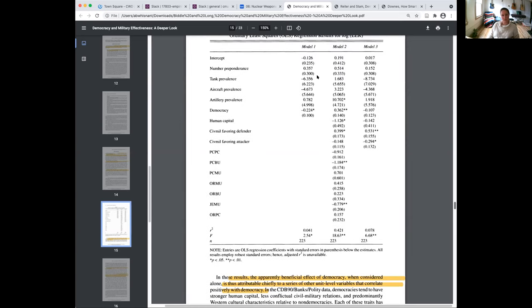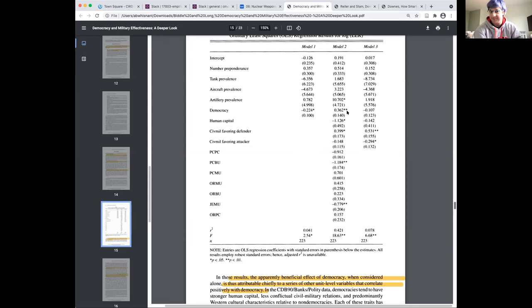So for this first model, democracy, the regime type, is a better outcome than other, like better than autocracy, for example. In this case, when they added in these other variables that are new to this type of analysis, the democracy piece switched to negative. So assuming you're accounting for all the human capital and civil-military relations, democracy negatively influences your battle outcome.